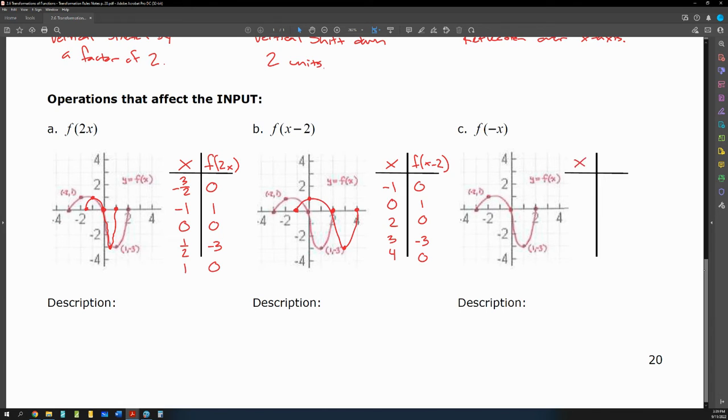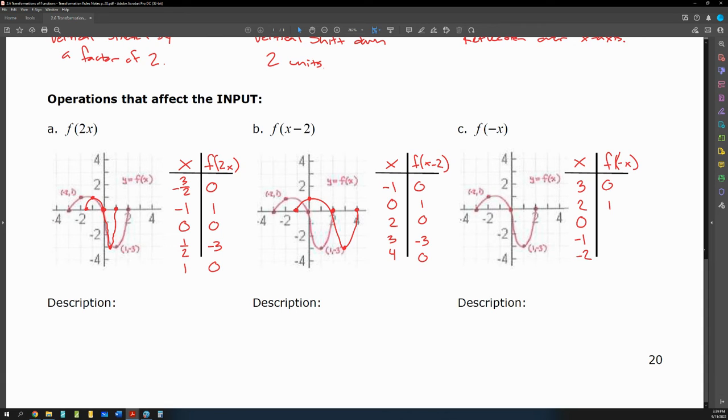Okay, and last but not least, we have x, f of -x. Okay, so here we're looking at what value, if I make it negative, gives us those 5 original values. So to get -3, we're going to choose 3. To get -2, we choose 2. We have 0, -1, and then -2.